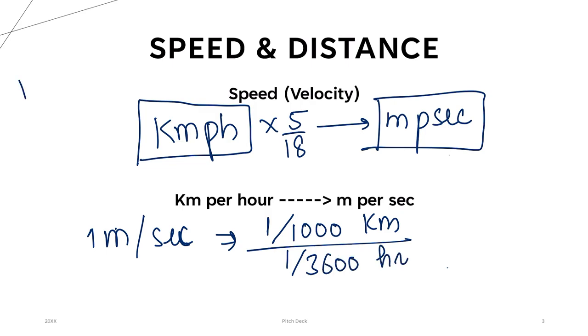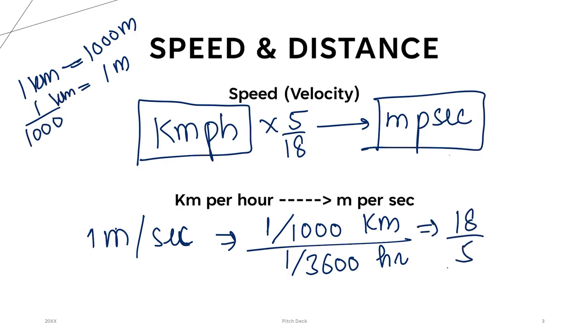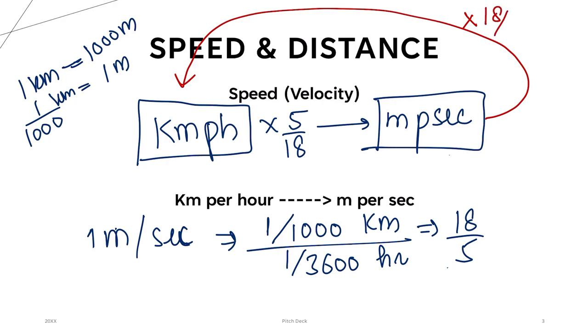This is just logic: 1 kilometer has 1000 meters, so 1 meter has 1 by 1000 kilometers. Going by that logic, you will get 18 by 5. So to go from meter per second to kilometer per hour, you need to multiply it by 18 by 5.